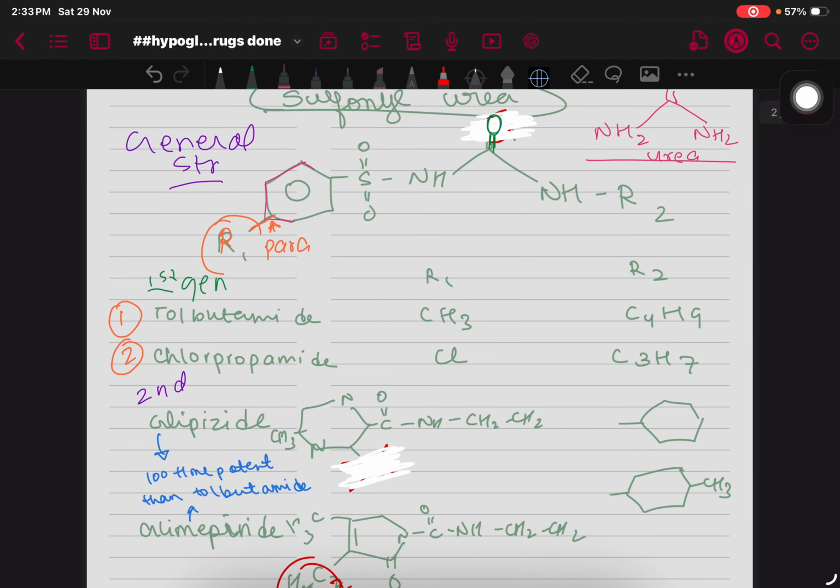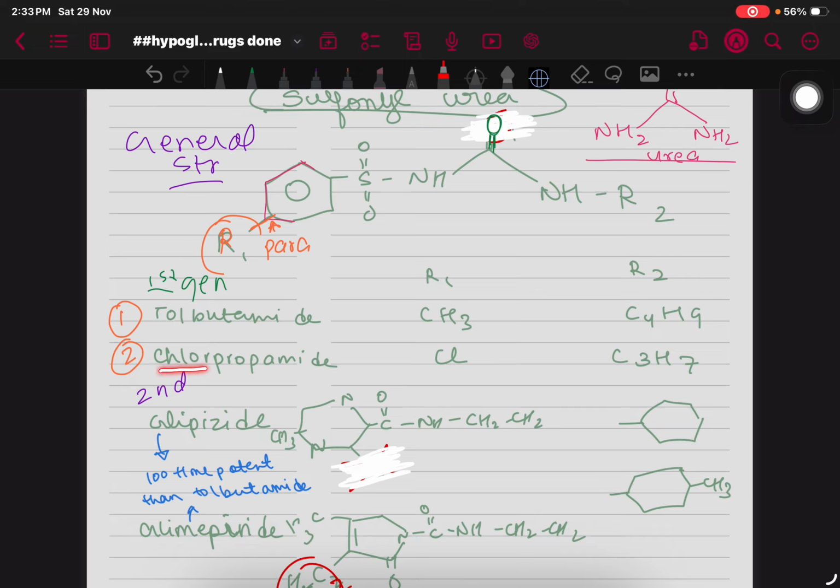Now we will first talk about the first generation. In first generation we have tolbutamide and chlorpropamide. In tolbutamide, at R1 we have a CH3 group, and at R2 we have C4H9. By the name you can understand, like butane, we have 4 carbons, C4, at the R2 position.